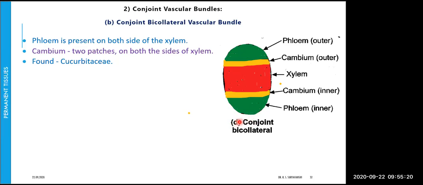Bicollateral vascular bundles are found in the members of family Cucurbitaceae, that is, in the dicotyledons. So this is regarding the bicollateral vascular bundles, meaning on both sides of xylem there is phloem, and in collateral only on a single side, that is the outer side. So this is regarding the conjoint collateral vascular bundles.